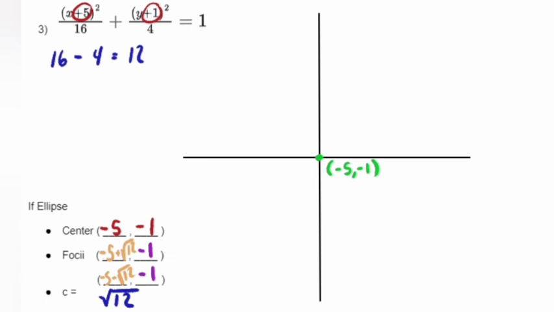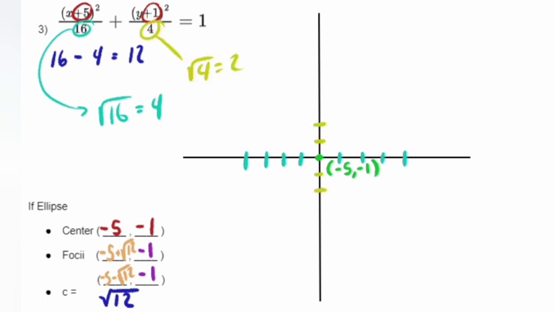Now let's graph. The center is at -5, -1. The denominator of x is 16. The square root of 16 is 4, so we're going to go 4 to the left and 4 to the right. The denominator for the y is 4. The square root of 4 is 2, so we're going to go 2 up and 2 down. We draw the ellipse through the extremes.